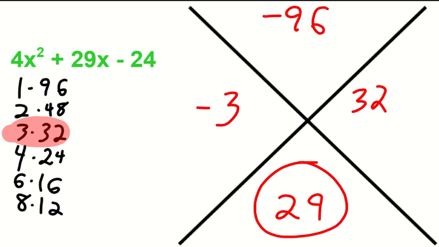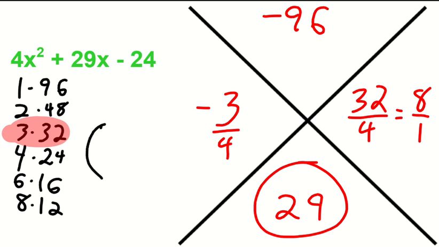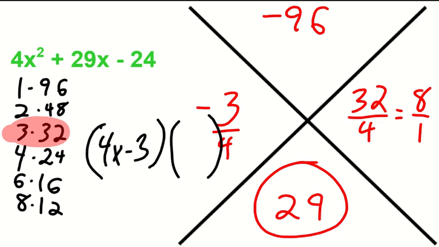Okay? Then we divide by A. 3/4 doesn't simplify, so we leave it that way. 32 over 4, 32 divided by 4 is 8, so we put it as 8 over 1. Then we got our parentheses. So I've got 4x minus 3 and x plus 8. Any questions there?